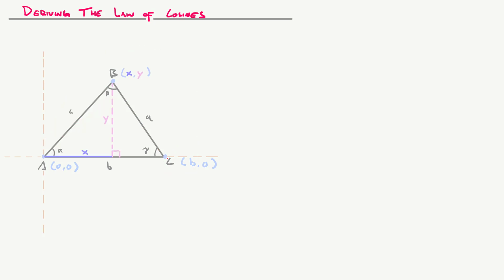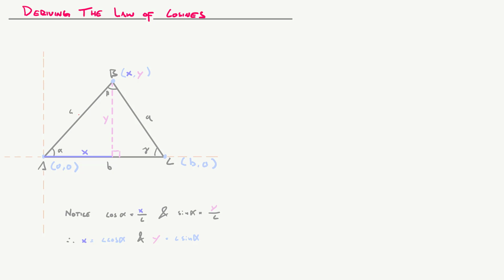Okay, now here's the thing. We know this is 0, 0. If the whole length is b, then the point C is the point b, 0. And then I called B the point x, y, where we have some horizontal distance x and some vertical distance y. Using some right triangle trigonometry, we can figure out that the cosine of alpha, which is adjacent over hypotenuse, is x over c, and the sine of alpha, which is opposite over hypotenuse, is y divided by c. Or in other terms, x is c times cosine alpha, and y is c times sine alpha.